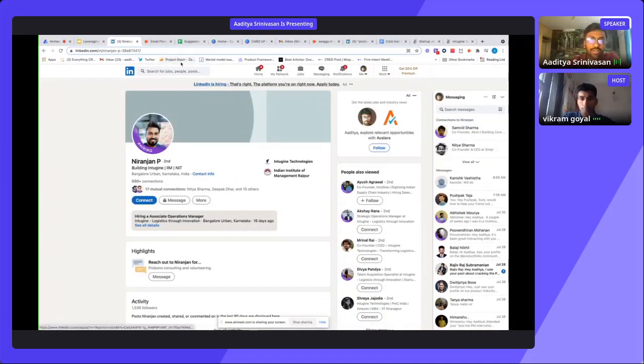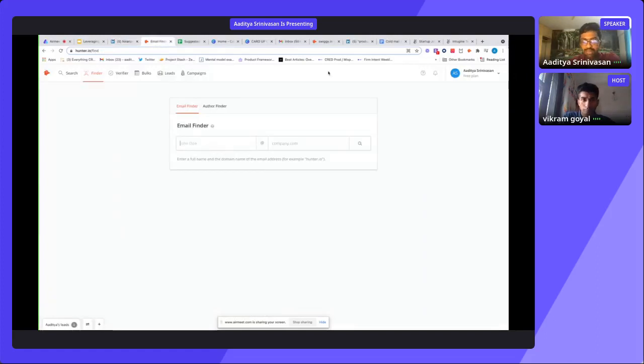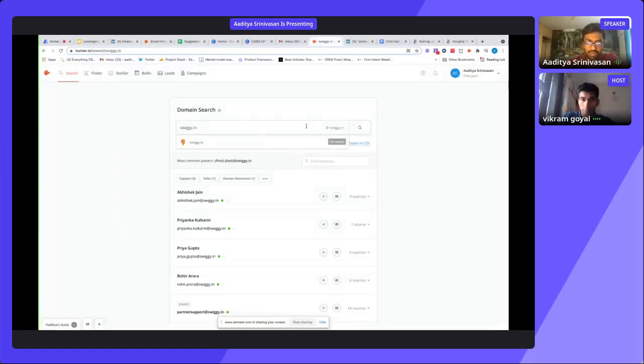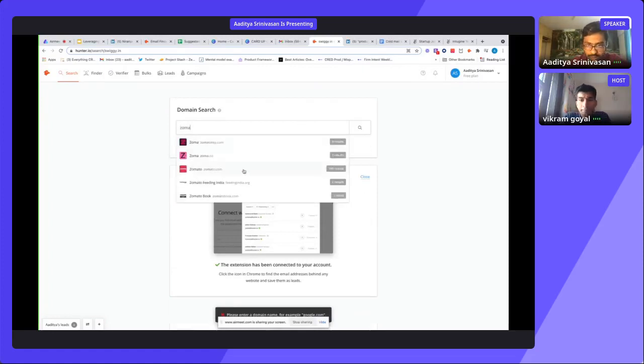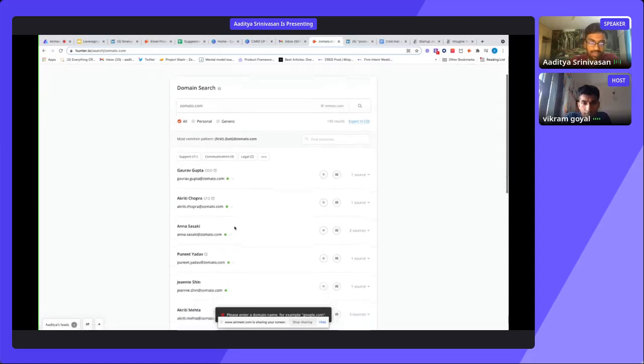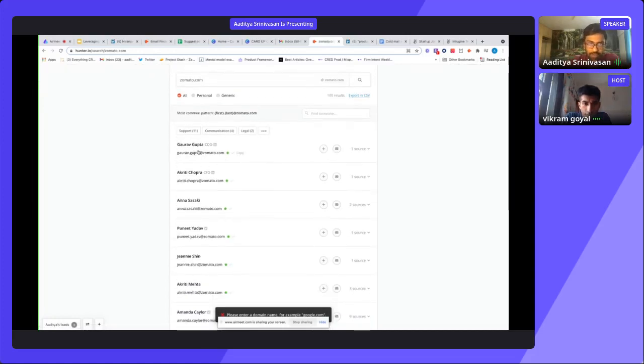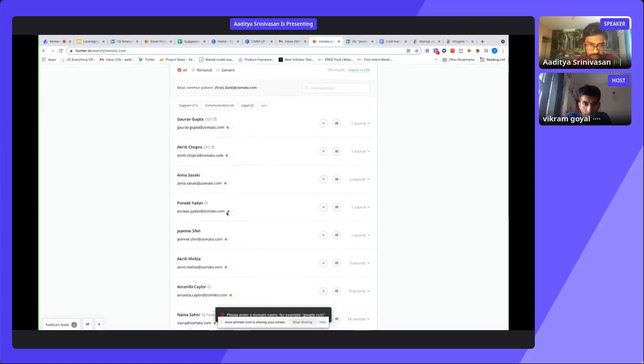One more useful tool I think I forgot to cover was Hunter, right? It is again not always reliable, but for example, if you want to cold mail, get the mail IDs of people in Zomato, right? This will give you basic email IDs of people in Zomato, maybe a CEO of Zomato, CFO, different companies.